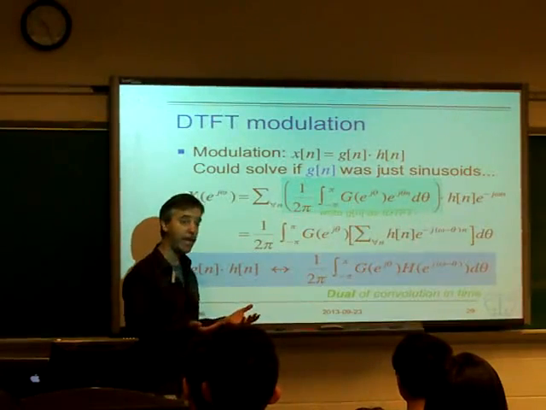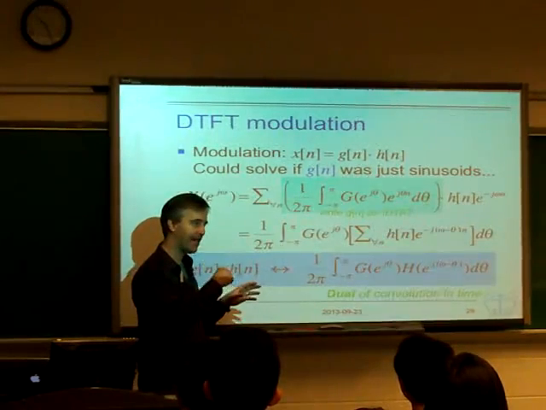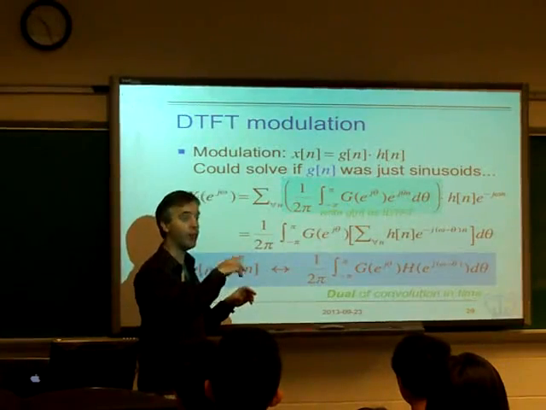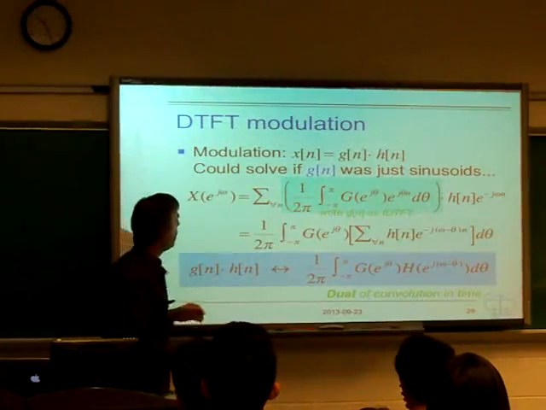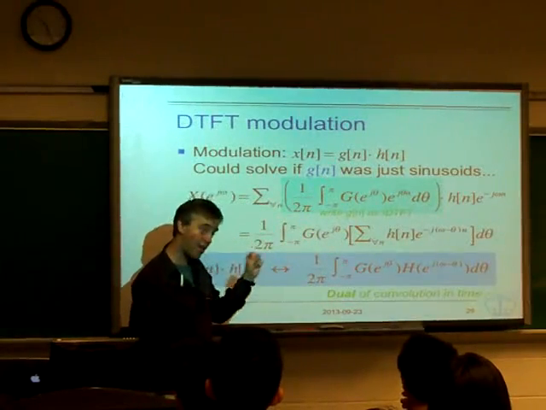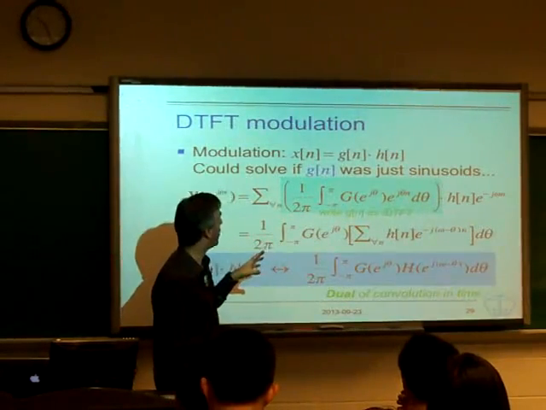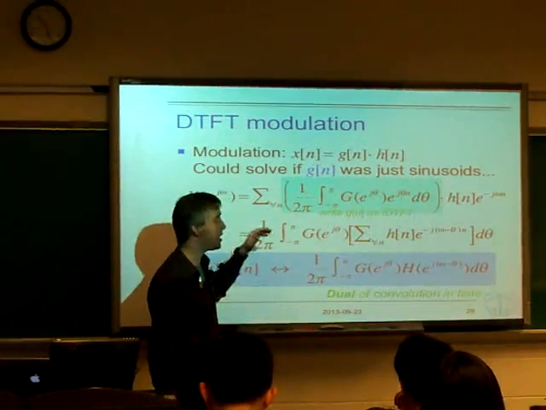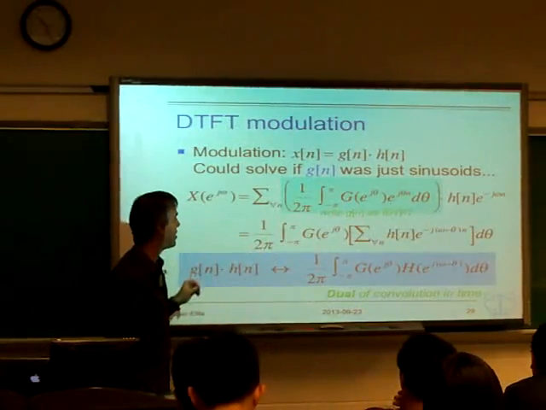We had an identity that the DTFT of e to the j omega 0 n times x of n is X of e to the j (omega minus omega 0). It's a shift in omega. Well, g of n in general won't just be sinusoids, but we know how to express it as a sum of sinusoids, and then because of linearity, if we express g of n as a sum of individual sinusoids, then the DTFT we're looking for is just the sum of the individual DTFTs with those sinusoids.